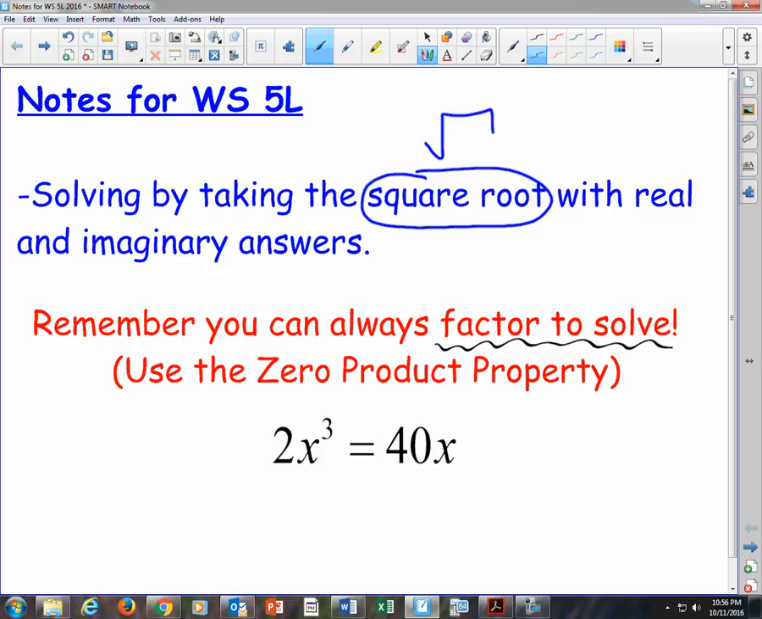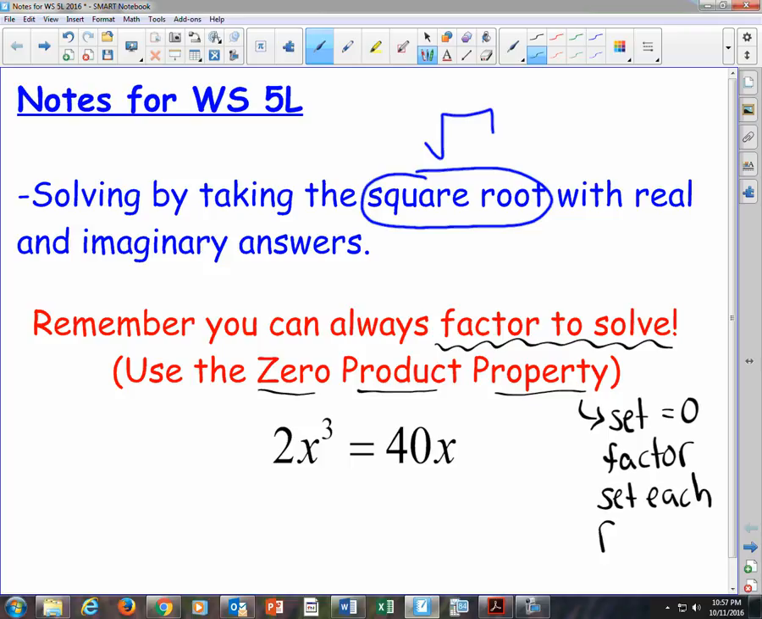When you do that, you're always using the zero product property. That's that whole thing one, thing two thing, where you set it equal to 0, and then you factor, and then you set each factor equal to 0. So that would have been step 1, step 2, and step 3.